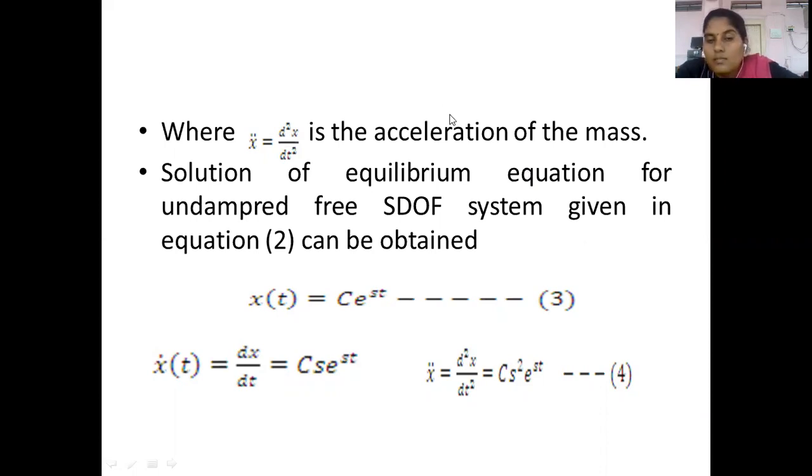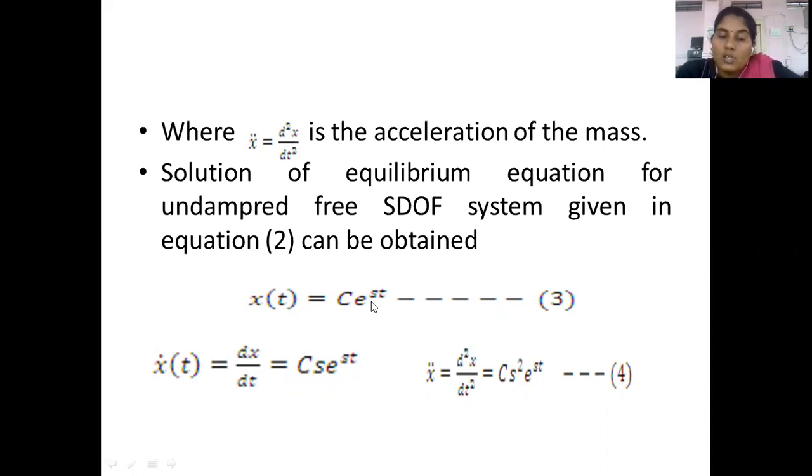Use the chat box. What is the derivative of c into e raised to st, where s and c are constants? Sorry, c is the constant and s is the constant; t is the variable. What is the derivative of e raised to t? It is e raised to t. But here the parameter s is there, that is e raised to st.